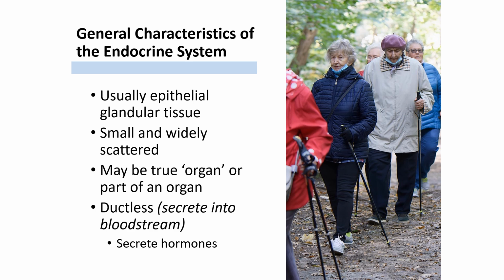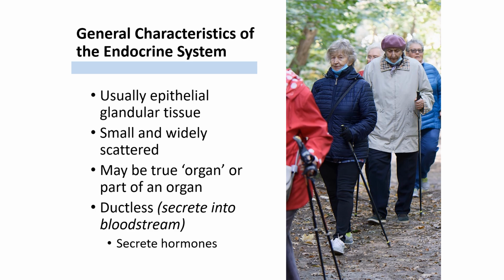Most organs are going to be true organs in that they stand alone. They are their own organ by themselves. But there are other organs that are going to be part of an organ. Okay, so an example of this would be the parathyroid glands, which are a part of the thyroid organ. Another example would be the adrenal glands, which are located on the superior surface of the kidneys.